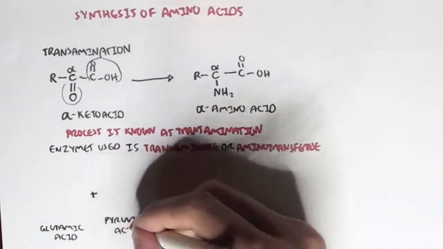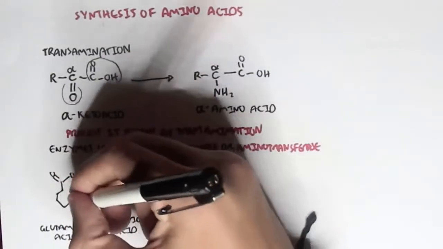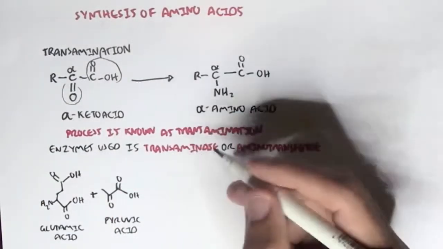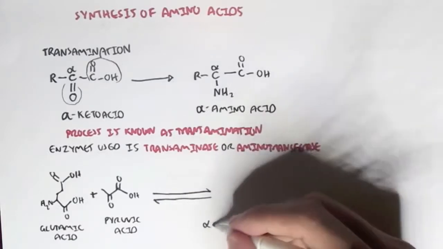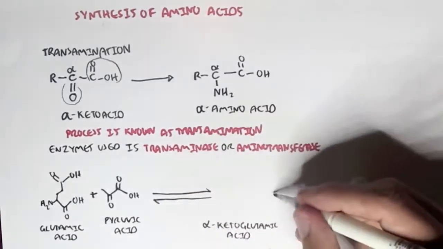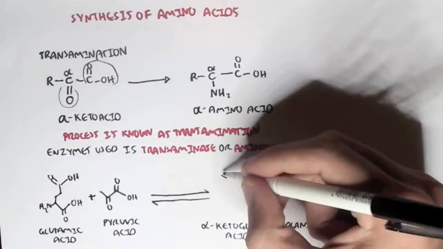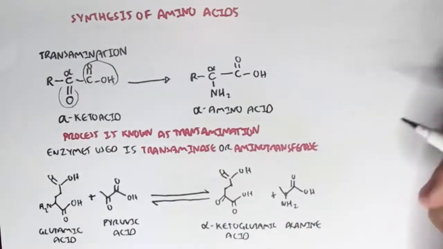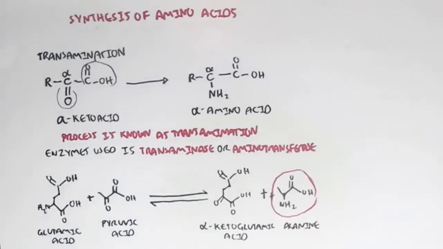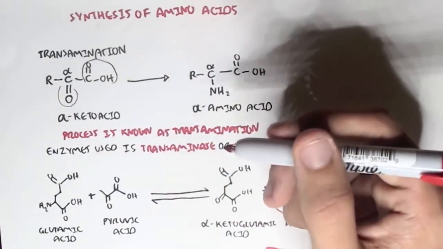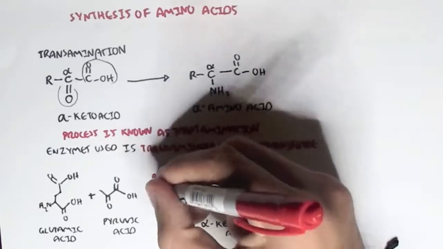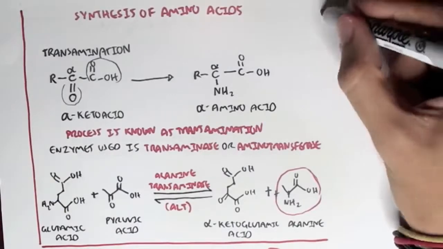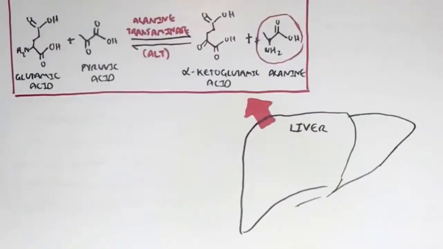One example is if we have glutamic acid here, plus pyruvic acid, with one enzyme will yield alpha keto glutamic acid and also alanine. Alanine is the amino acid, where the amino group is transferred from the glutamic acid into the pyruvic acid, making alanine. The enzyme used is known as alanine transaminase, or ALT. Note the transaminase.